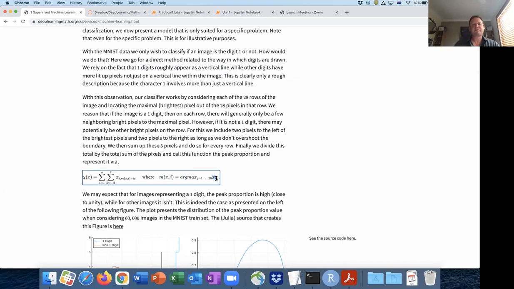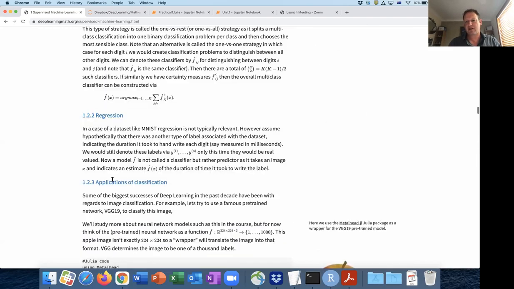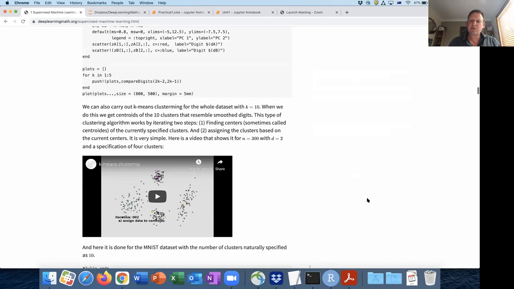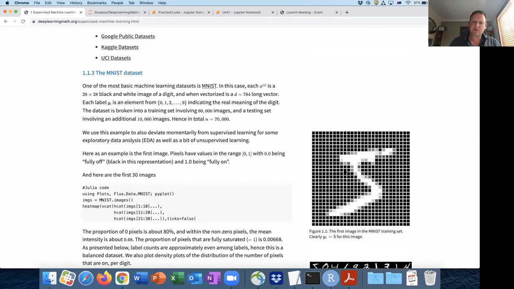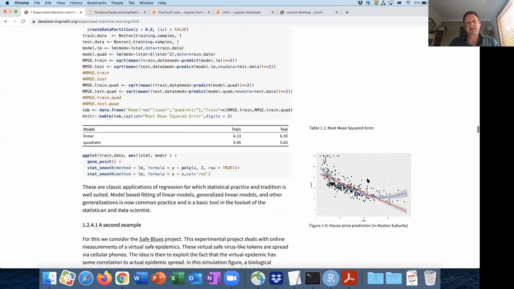The brightest pixel. And then we're going to look at how much energy, or how many pixels are lit, two above and two below that pixel. So that number two is a hyperparameter. It's something that's pre-specified, okay? It's pre-specified because we know that our images are 28 by 28. So you go two pixels to the left, two pixels to the right from the brightest pixel. But that's a hyperparameter for this learning algorithm, for this classification algorithm.